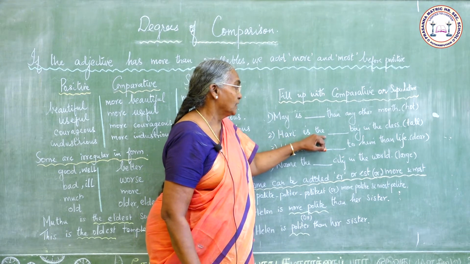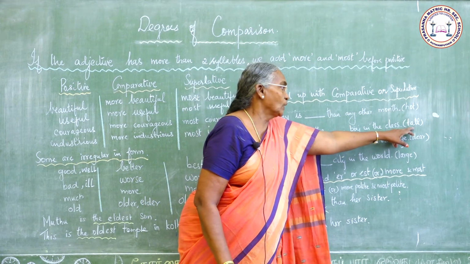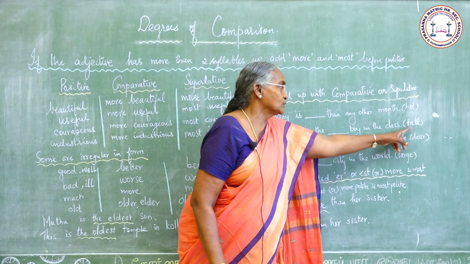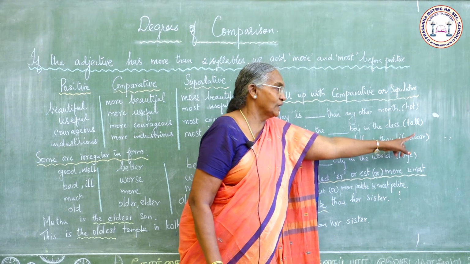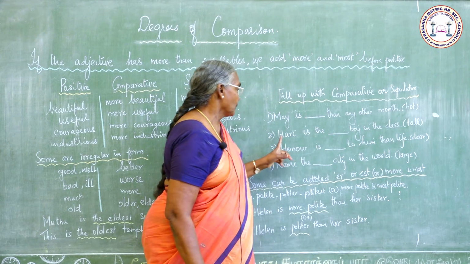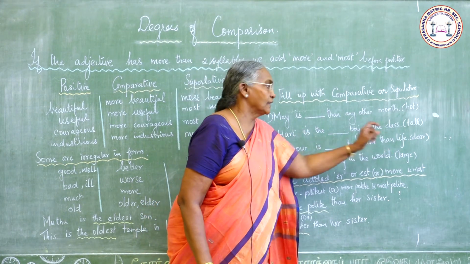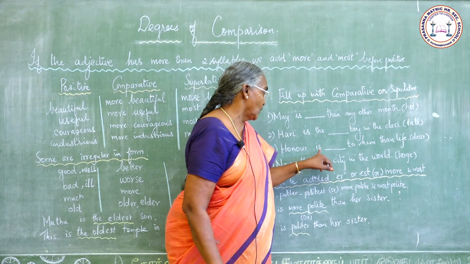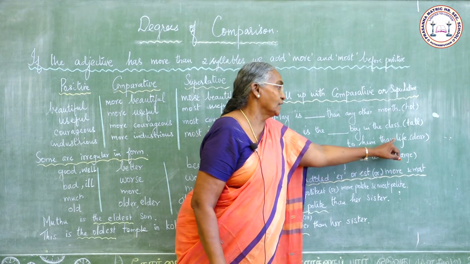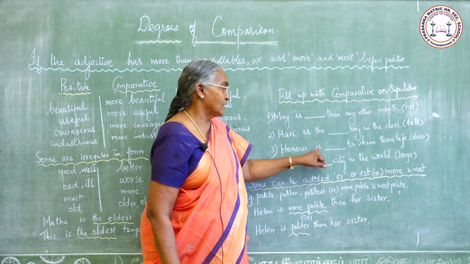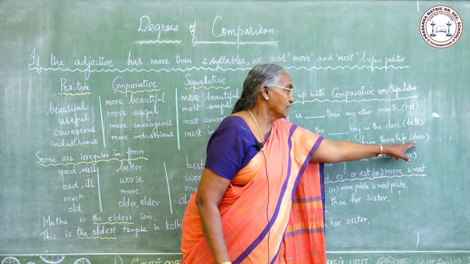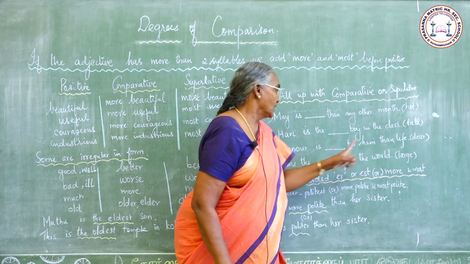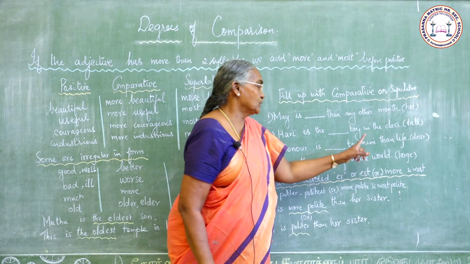Hari is the dash boy in the class. Tall. Here the comes. So we have to use only the superlative. What is the superlative for tall? Tall, taller, tallest. Tallest is the superlative. Hari is the tallest boy in the class. Honor is dash to him than life. Dear. Than comes here, we have to put the comparative form of dear. Honor is dearer to him than life.